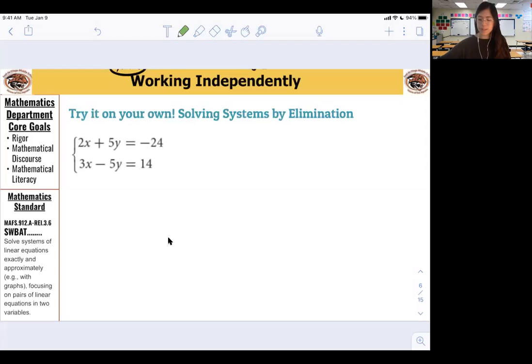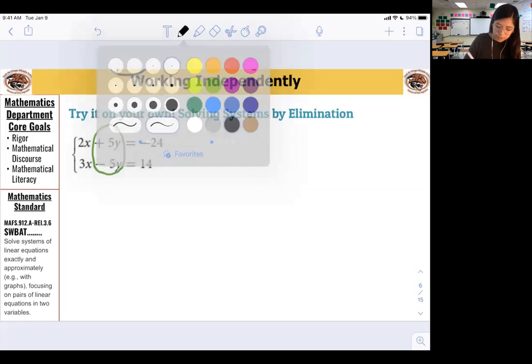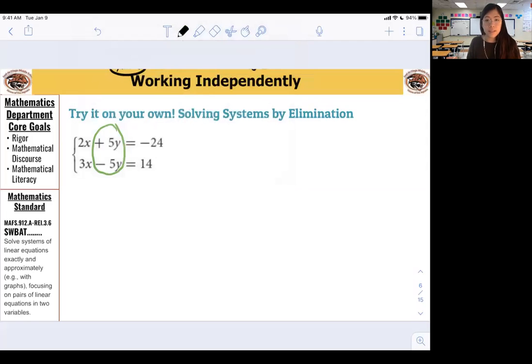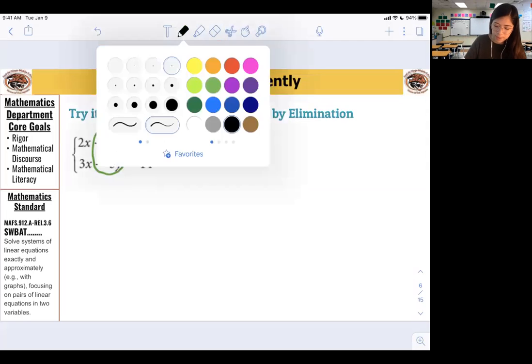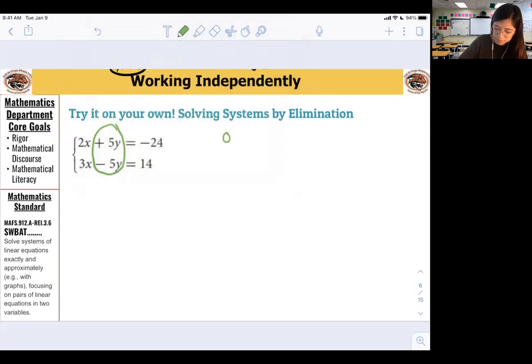Okay, so in this example, it seems like there's a little bit of a pattern so far. Which ones am I eliminating here? Why? Right, the y. So I'm just adding. Since I have opposites, when you have opposites, you add. That's always the pattern. Let me actually write that down. Opposite coefficients, we add. Now in the next example, you'll see what happens when they're not opposites. All right, so I'm adding.